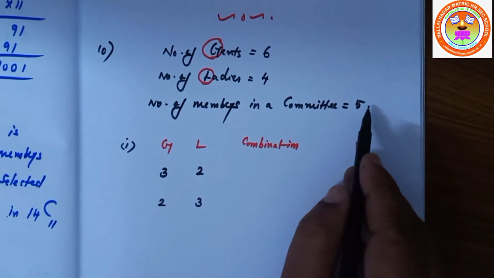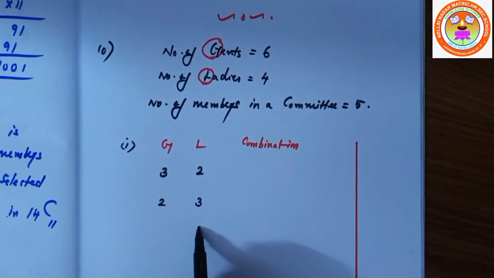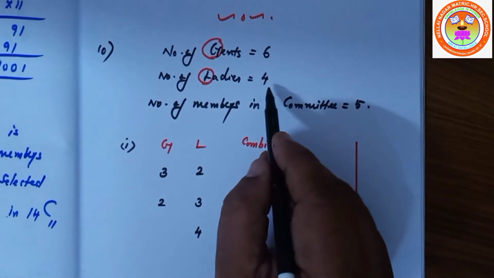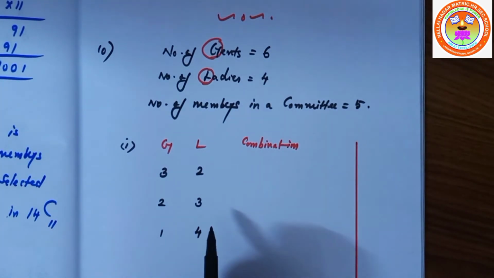3 plus 2, that is equal to 5. Suppose I select all 4 ladies, maximum you can go is 4 because we have 4 ladies only. Then 1 gent can be selected. 4 plus 1, that is equal to 5.